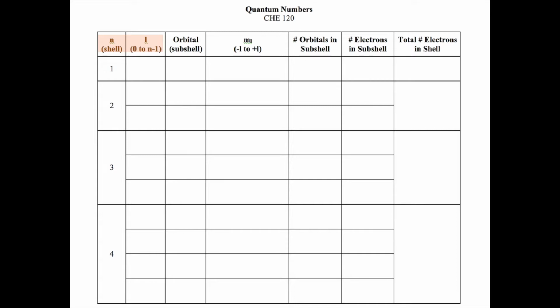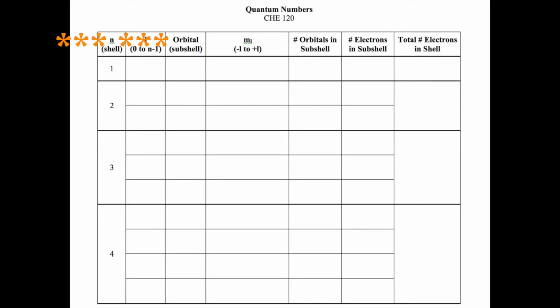l is your angular momentum quantum number. The video also called it the azimuthal quantum number. This is going to describe to you the shape of the orbital. m sub l, finally, is the magnetic quantum number that's going to describe to you the orientation in three-dimensional space for the orbital.